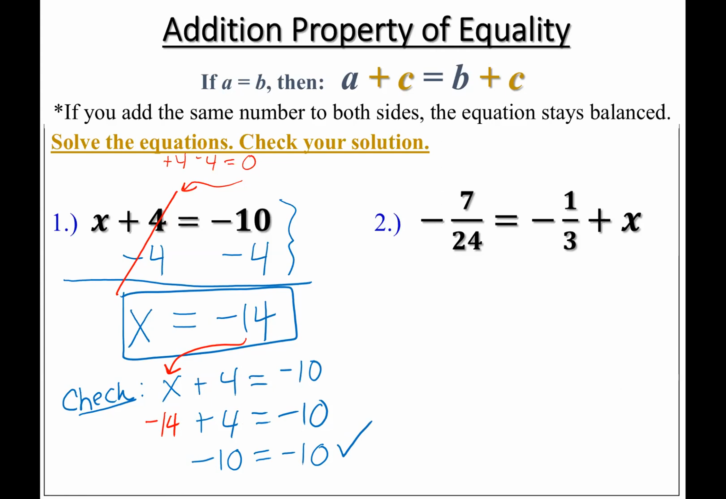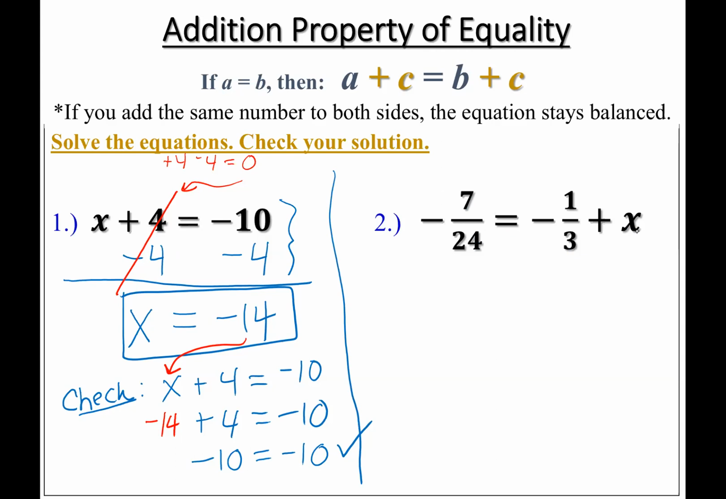All right, so that's number 1. We used the addition property of equality. We added, or in this case, we subtracted the same number on both sides of the equation. We subtracted 4 on both sides. Another way you could write that is adding negative 4. Okay, and we ended up with a solution of x equals negative 14. Let's try number 2. Number 2 is negative 7/24 equals negative 1/3 plus x.